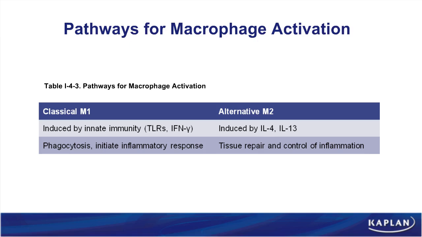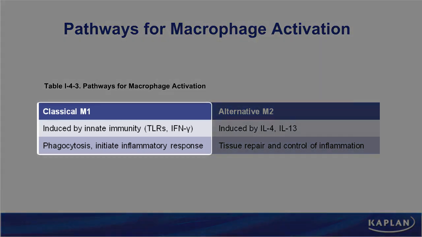The two pathways for macrophage activation include the classical M1 macrophages. These are the ones that, of course, USMLE is going to be a little bit more focused on. These are the ones that we were talking about that can induce an innate immune response by the production of cytokines that help to not only initiate that response but regulate it. And they are also professional phagocytes.